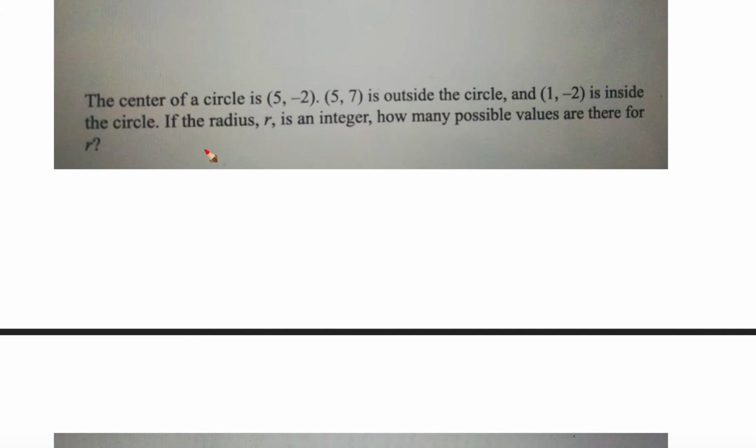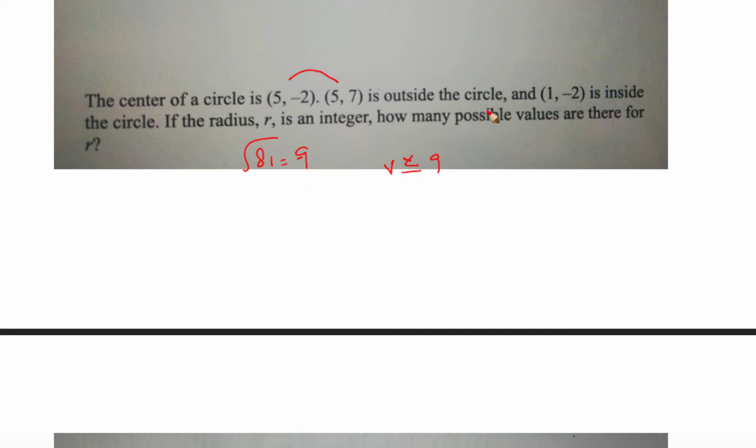First of all, what technique can I apply? I must know the distance formula. So (5, 7) is outside the circle and this is the center of the circle, so from the center to the outside point, what is the difference? It is 7 plus 2, 9, square root of 81, which is equal to 9. So the radius cannot be greater than 9, the radius is less than or equal to 9.